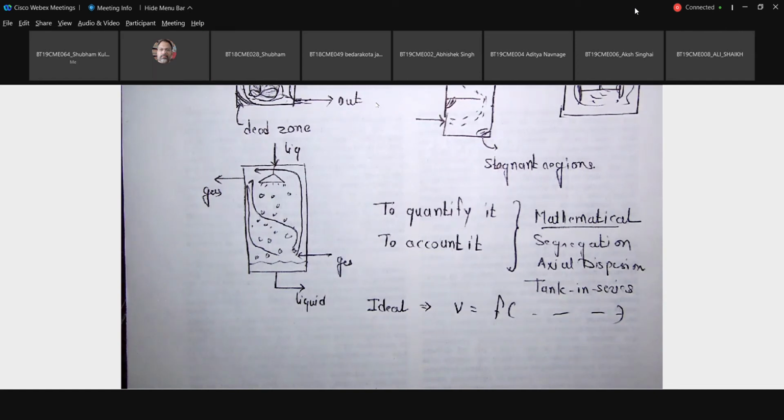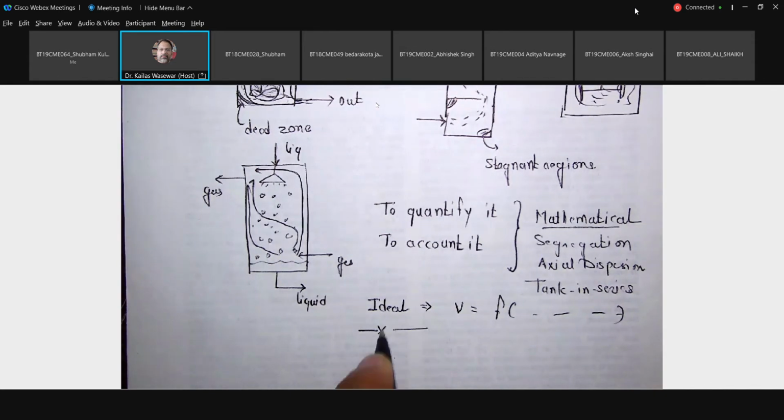So now we'll just start. I hope that you got it. What exactly is the non-ideality? That means deviation from the ideal one.